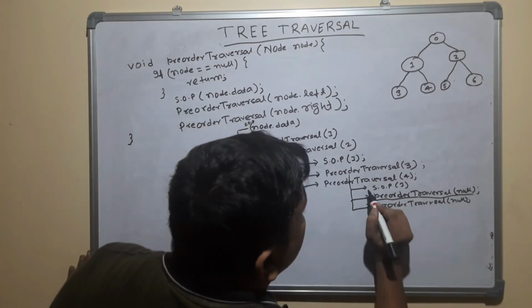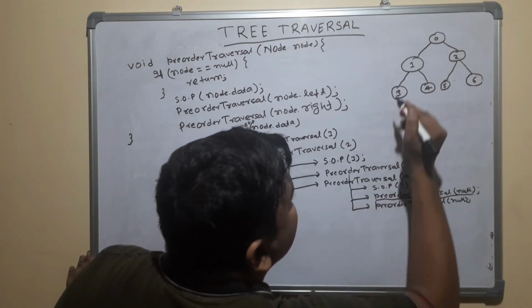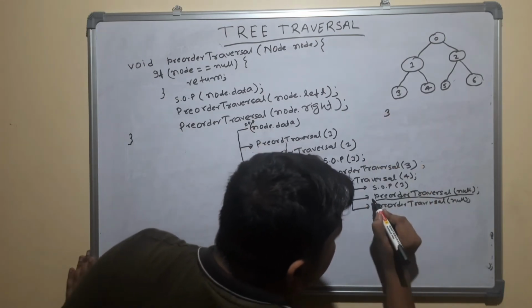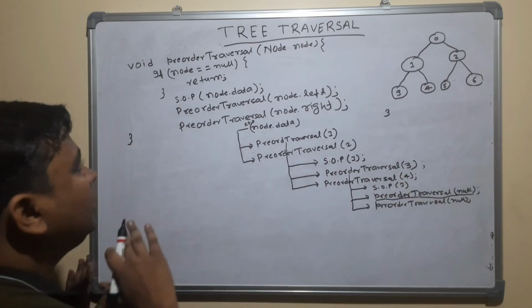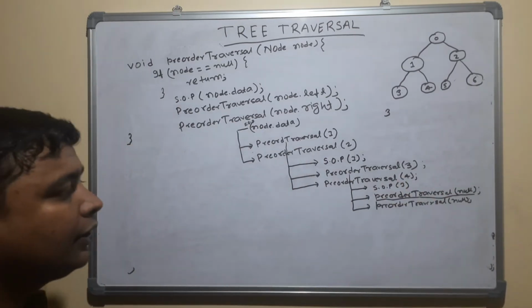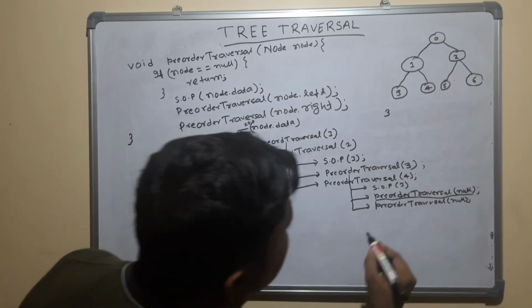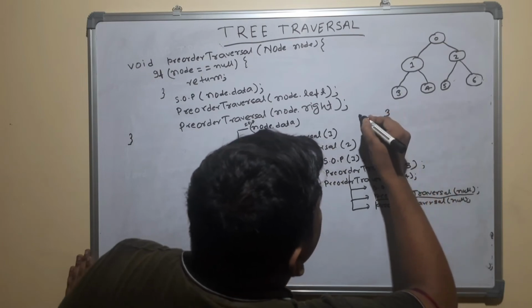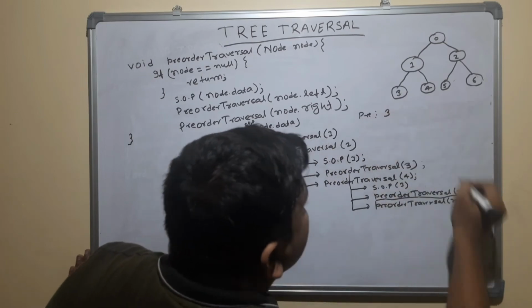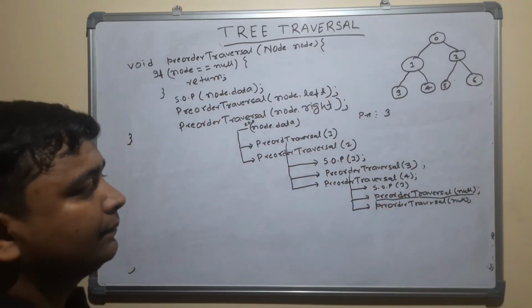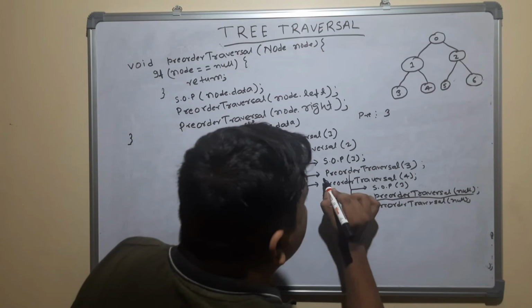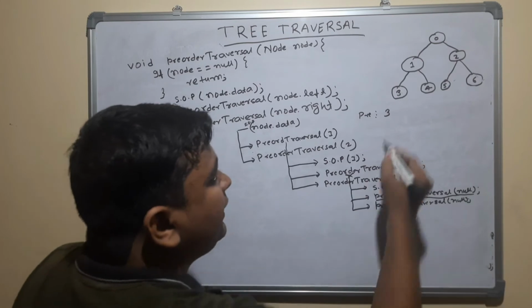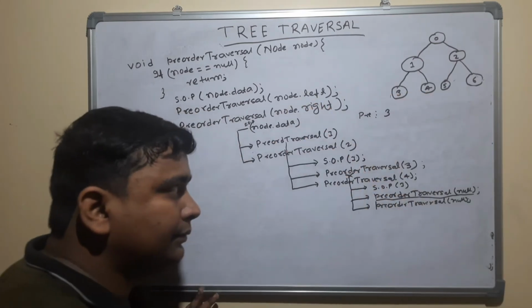So first it will print 3, right. Then it will call pre-order traversal of null. If null is there, we will not return anything, nothing will happen. Then I will call pre-order traversal again on null, meaning left subtree and right subtree are null. Again we call, and it will not return anything. Now this part has been completed.